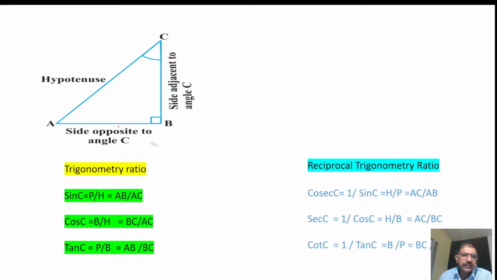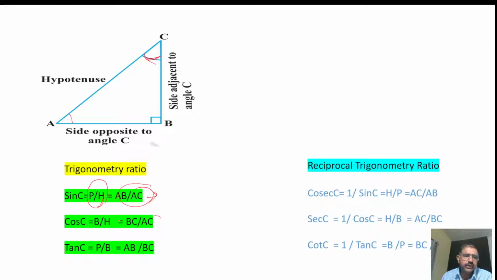If you see here, we have now changed the reference angle. Now the reference angle is C, and all the values will change, though the formula remains the same. Sin C remains perpendicular upon hypotenuse, but the perpendicular now becomes AB. Earlier, when the reference angle was A, the perpendicular was BC. So here it is written AB by AC.